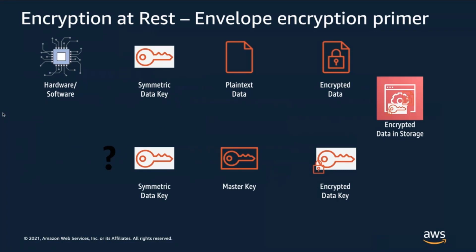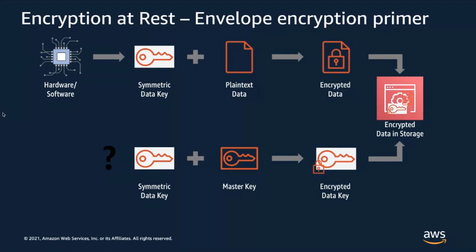I also have a quick envelope encryption primer. Starting on the upper left here, you have the hardware or software, which generates a symmetric data key. This data key, combined with the plain text data, is used to encrypt the data, and that encrypted data is then stored. Now on the bottom row, take that same symmetric data key and, using the master key, encrypt that data key, and then that encrypted data key is what gets stored.